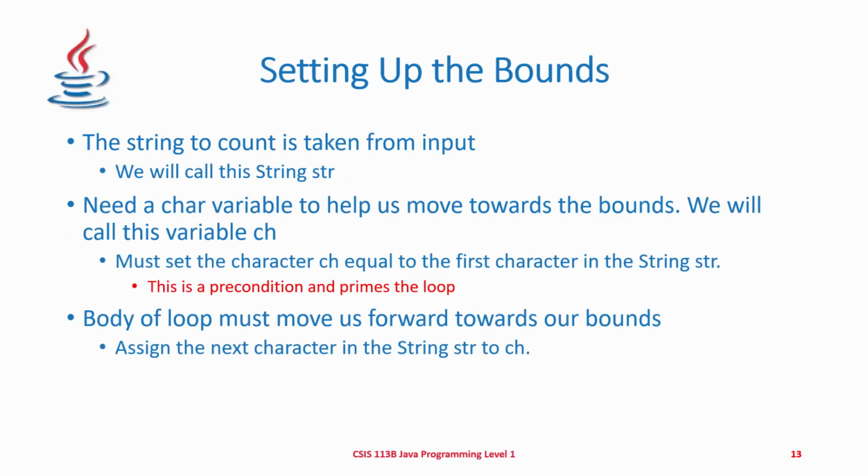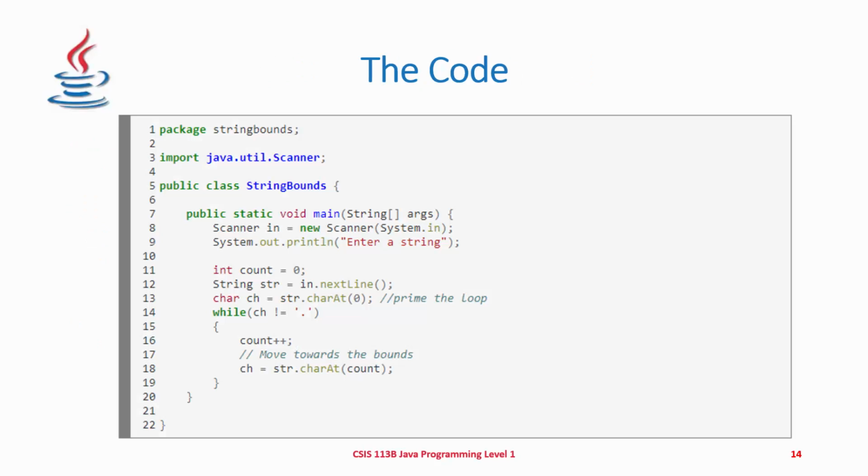So when it comes to setting up the bounds, we'll write the code that will actually take input from the user. We'll assign that input to a string variable str. Then we'll need a char variable to help us move towards the bounds. We'll call this variable ch, short for char. And we'll want to set that char equal to the first character in our string that was input from the user. So this is a precondition that primes the loop. Then the body of the loop will move us forward towards our bounds. We'll keep going through each time and assigning the next character in the string to our char until that char is a period. So here you can see the example for this code.